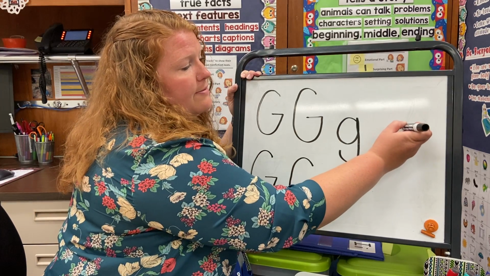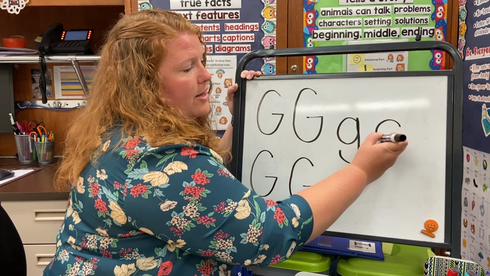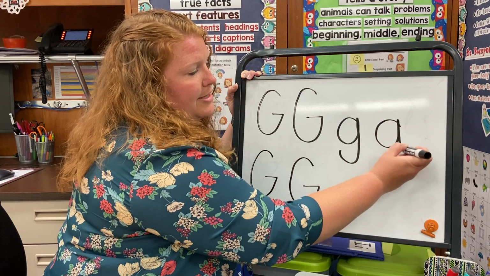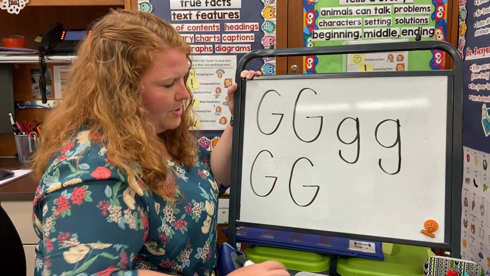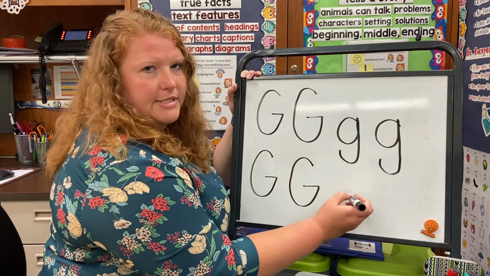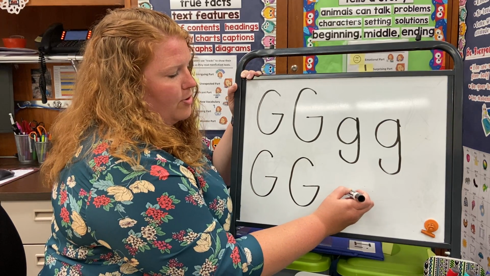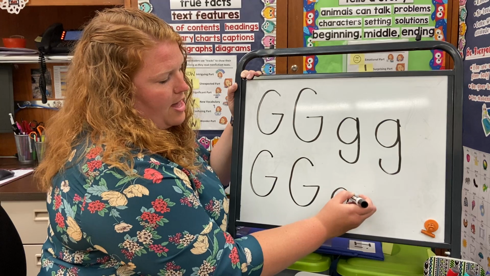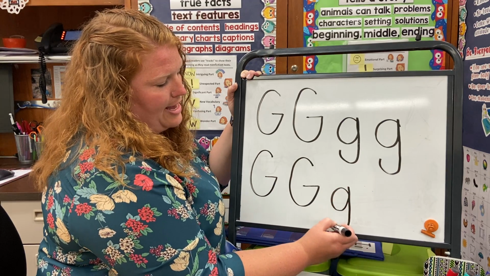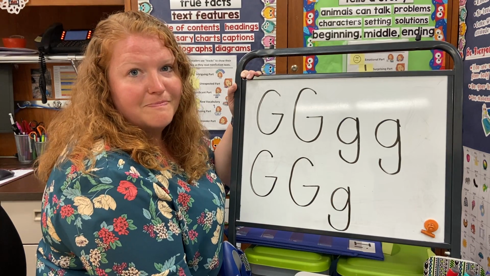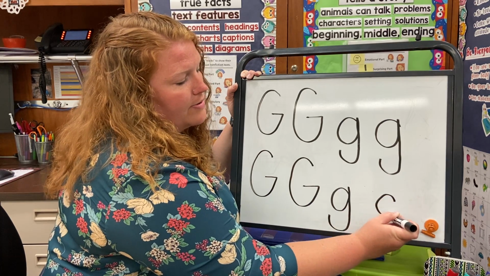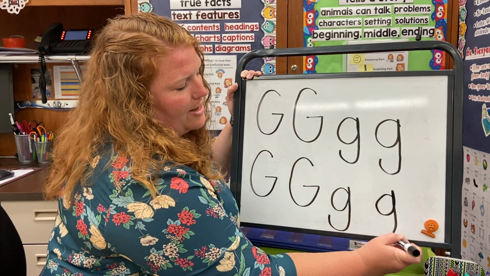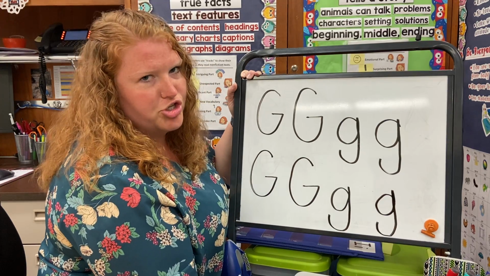Let's do another one. This time do it with me. Ready? Pull back, around, up, down, and under, G. Let's do some more down here. Say what I'm saying with me. Pull back, around, up, down, and under, G. Last one. Say it with me. Pull back, around, up, down, and under, G.